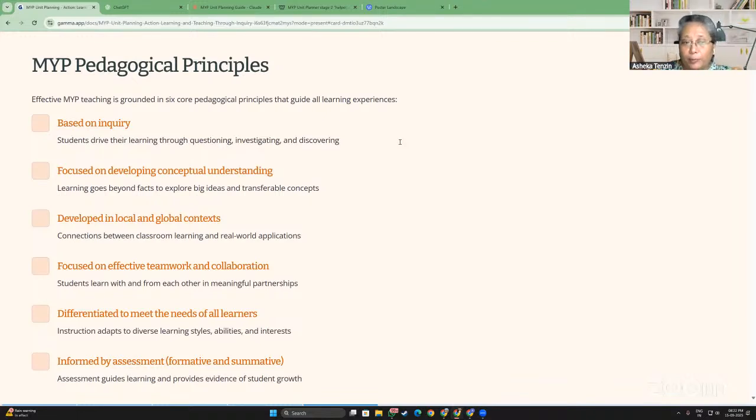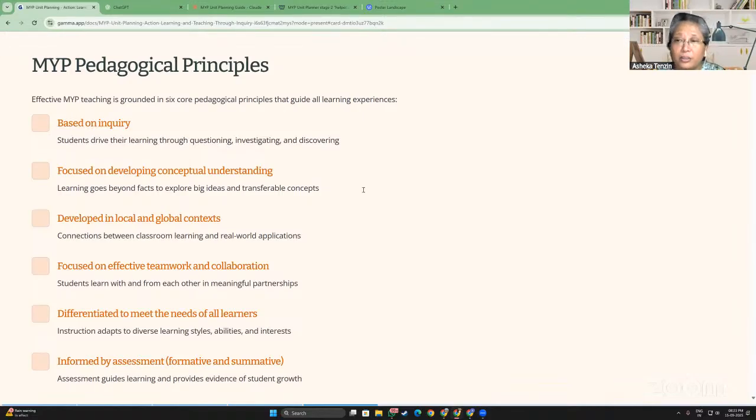Then the next point would be differentiation to meet the needs of all learners. So you have to see that your instruction adapts to the different learning styles, learning preferences, abilities and interests of your students. The last one is that your teaching and learning should be informed by assessment. You need to have formative assessment and summative assessment, because this will provide the evidence for how much the student has understood or how much the student has grown in your subject. Okay? Clear?